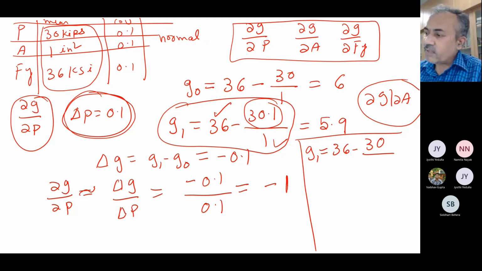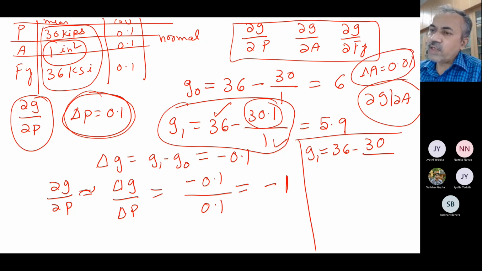Okay. So now here the area is 1 inch square or whatever. So we give the perturbation as 0.01, because it is very small. For the load, the mean value was 30, so that's why we gave 30.1. But here it is 1 only as the value. So you have to choose and use it carefully. So 1.01.